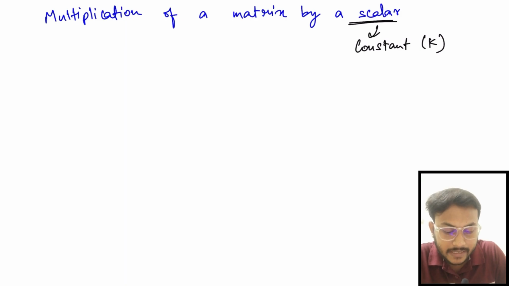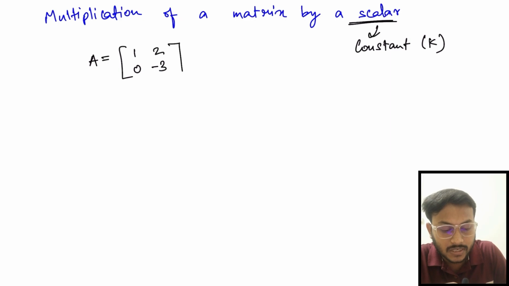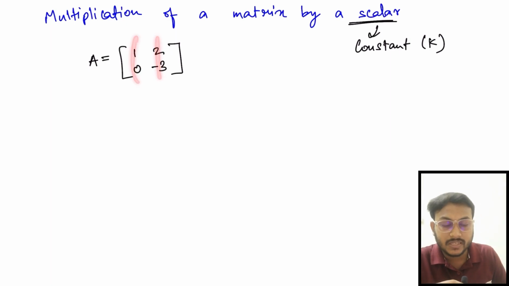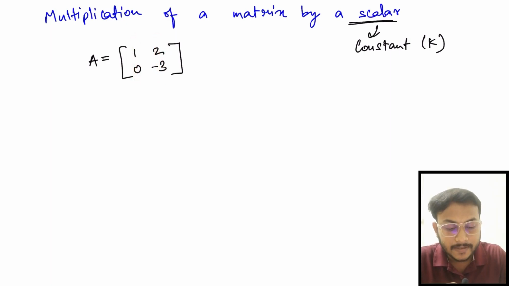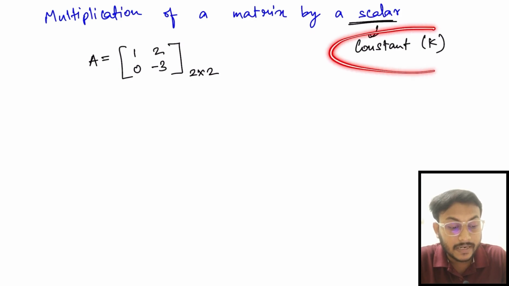Now let's say I have a matrix A. This is matrix A that has two rows and two columns. What is the order of the matrix? It is 2 by 2. Now what we have to find is what happens if a constant is multiplied with a matrix. We have to find a matrix which is multiplied by a constant.